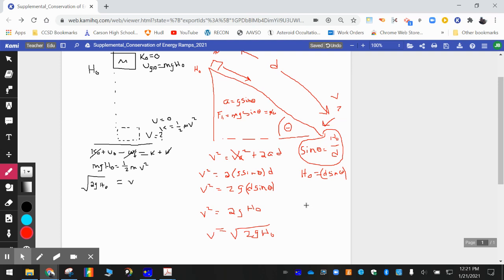So the important thing is when doing ramps, make sure you understand that the sine of theta is equal to HO over D. All right, that concludes this short video.